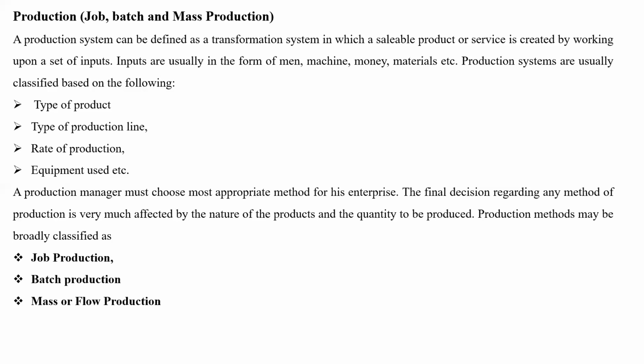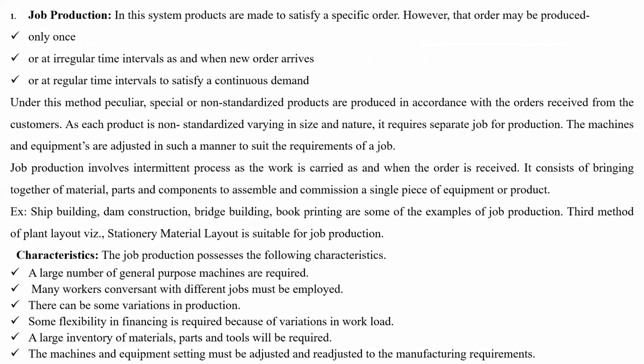So based upon an understanding of these factors, we need to select an appropriate method of production system. Here there are three types of production systems. One is job production. The name itself indicates that job production is a production system meant for a single or a specified order. That is called job production.